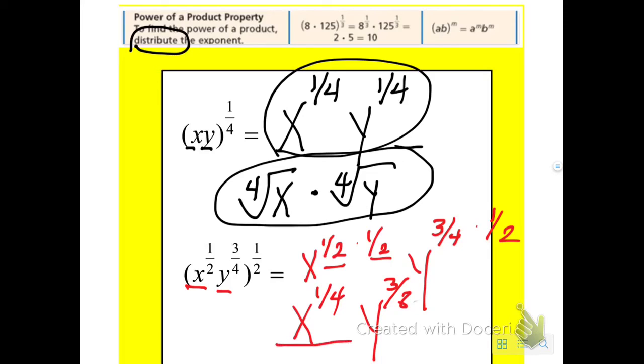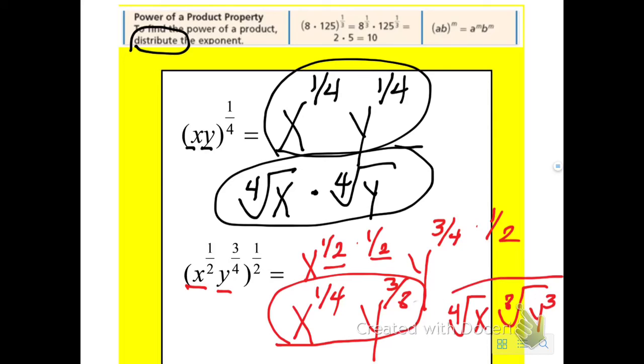That again would be my exponential expression. My radical expression would be the 4th root of x times the 8th root of y to the 3rd power. Either answer is correct.